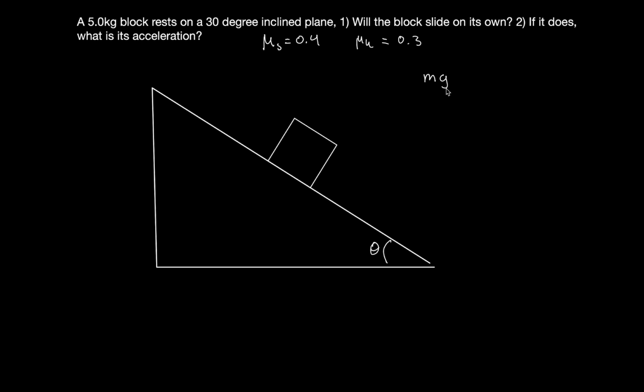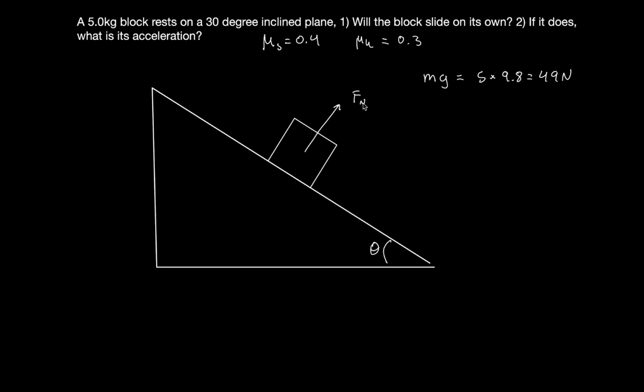So this is going to be mass times gravity, and our mass is 5 kilograms, our gravity is 9.8 meters per second squared, and this is going to get us 49 newtons. All right, so we know that. We can also do our free body diagram as well.